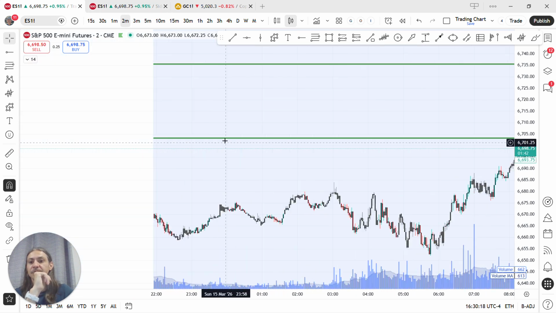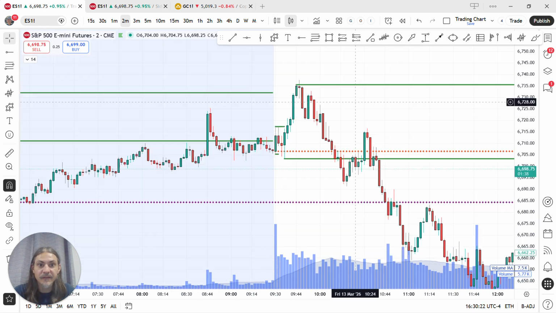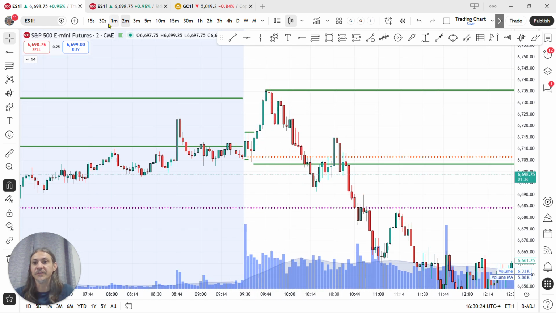If I put it on a smaller time frame, like 2 minutes, it might look a little different. See, this is the same chart just on the 2 minute time frame now, and this little zone here.